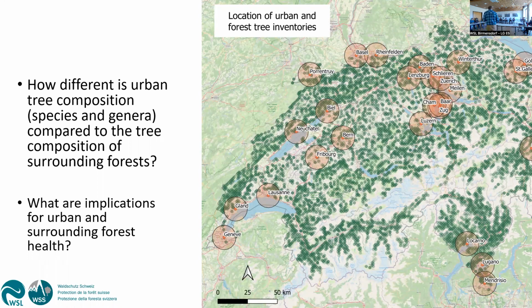I'd like to go along two questions. First, how different are these three data sets if you compare them, in genus and species composition. And then I'm also interested, because of forest health and interactions, in what the implications are for urban and surrounding forest health. And I focus on invasive species here, so on quarantine species.